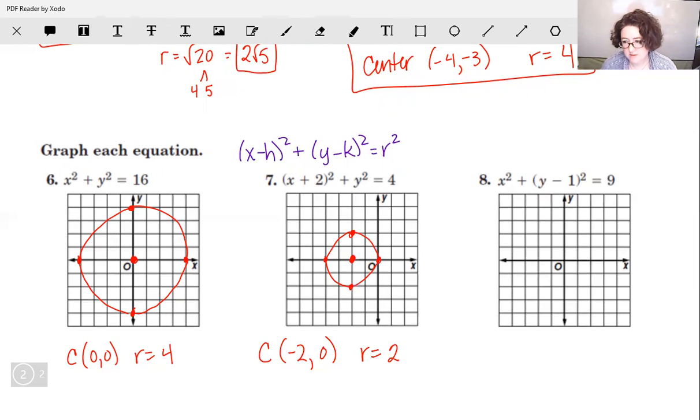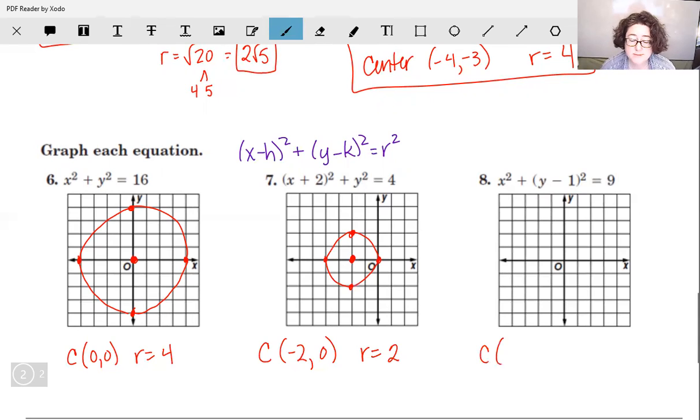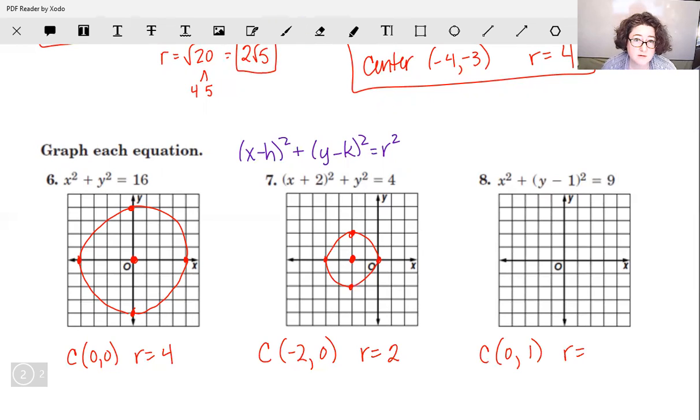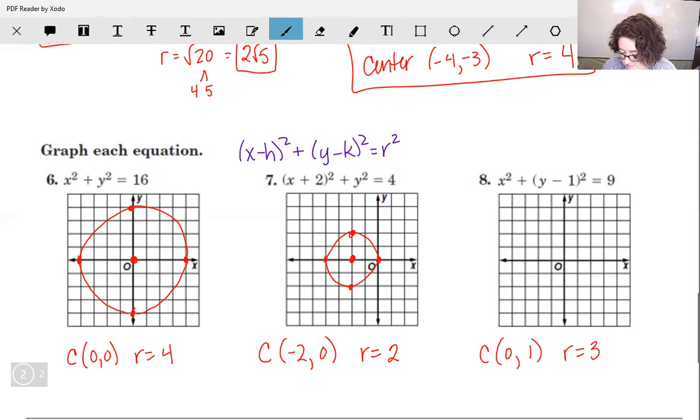Alrighty, last one. Here we go. So x squared means your x coordinate for your center is going to be 0. Y minus 1 means your y coordinate will be positive 1. And 9 for r squared means your r, your radius, is really 3. Plot your point, 0, 1. And then 3 out in every direction to draw your circle.